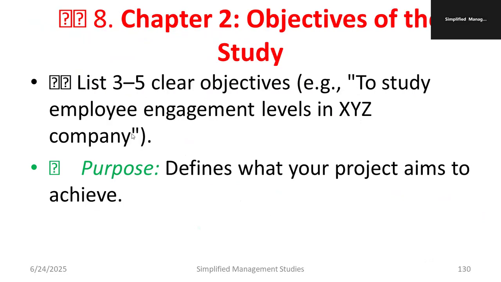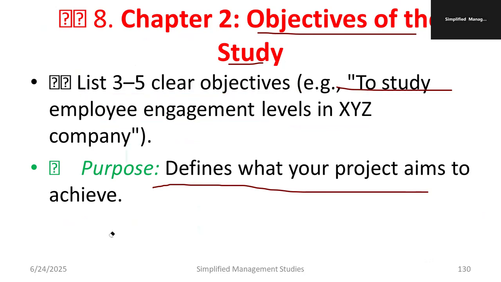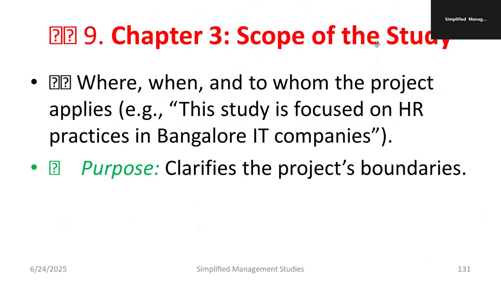Then chapter 2, usually chapter 2 comprises the objectives of the study. List three to five clear objectives, like to study the employee engagement levels in XYZ company. The purpose is to define what your project aims to achieve. At least five objectives are more than sufficient. You can elaborate those objectives as well, because since it is a chapter, the content should be a little bit elaborated.